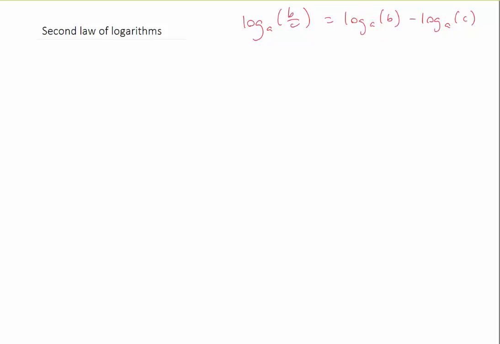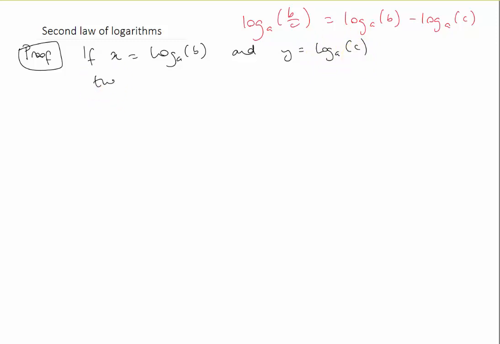That is quite reminiscent, I think you'll agree, of, again, the laws for dealing with exponential numbers. So again, we're going to go through the proof, but I don't expect you to remember it. So again, we say x is equal to log base A of b, and y is equal to log in base A of c.